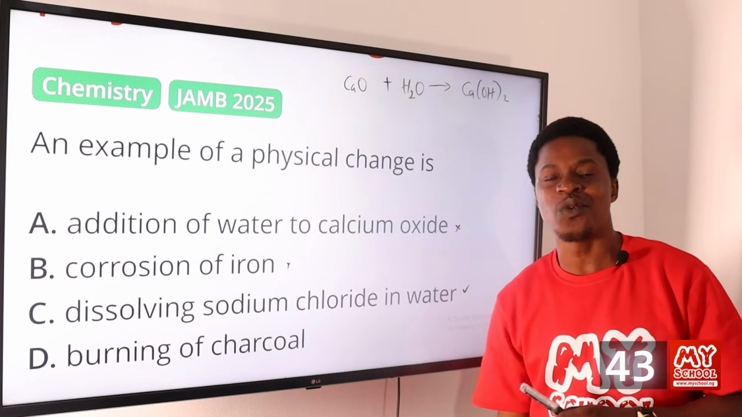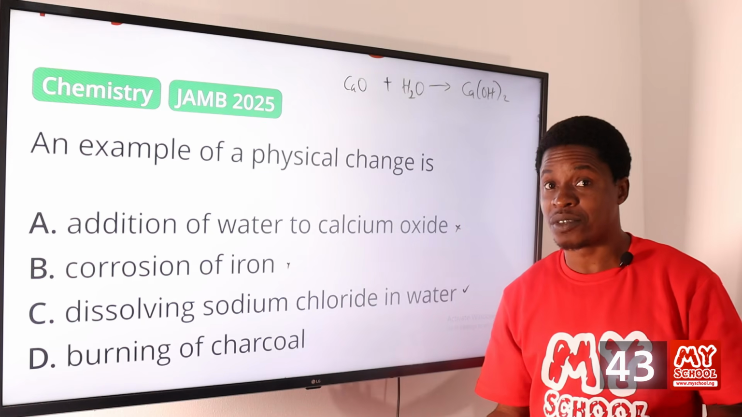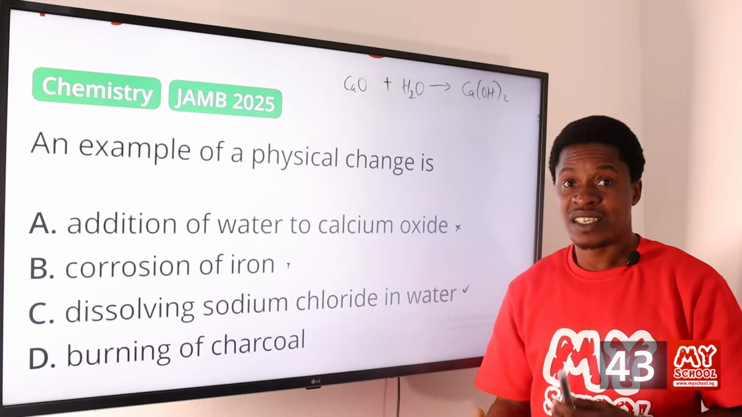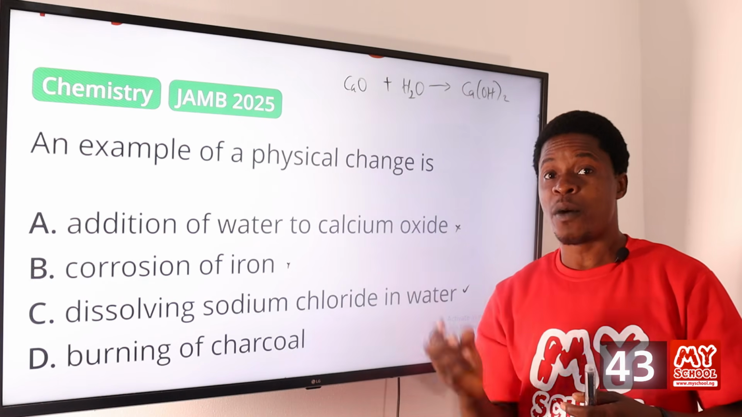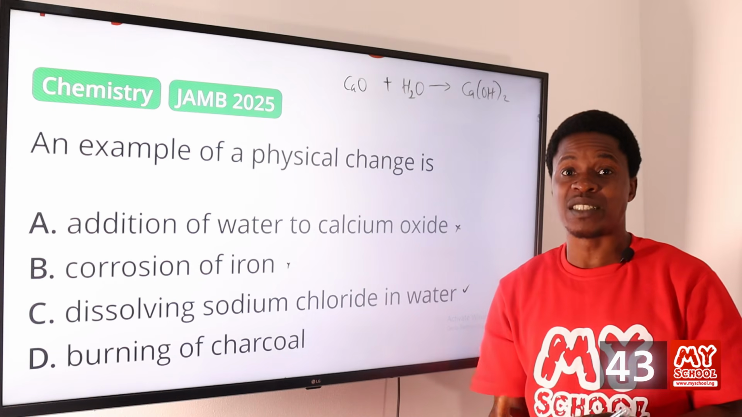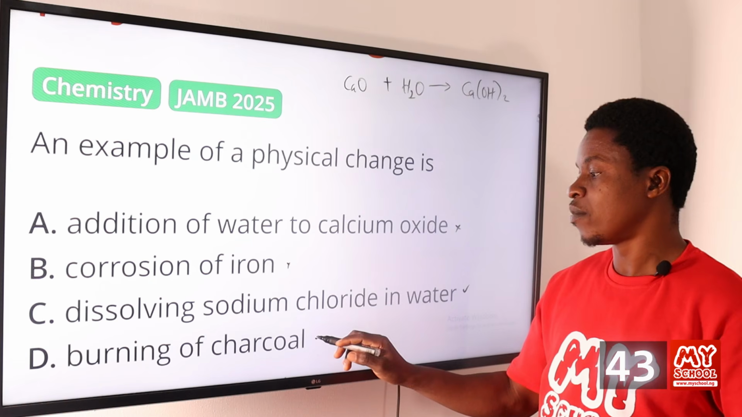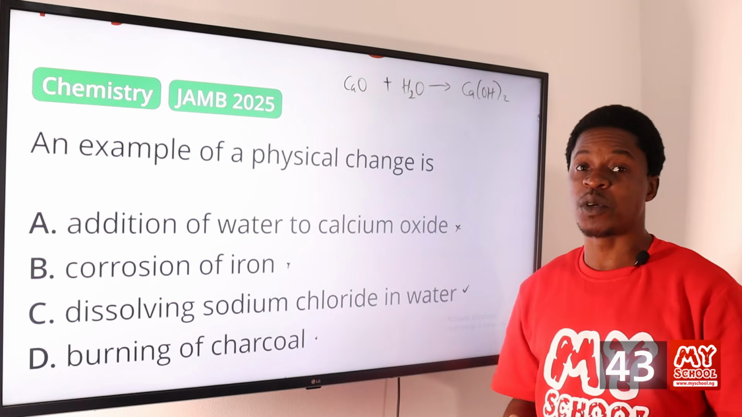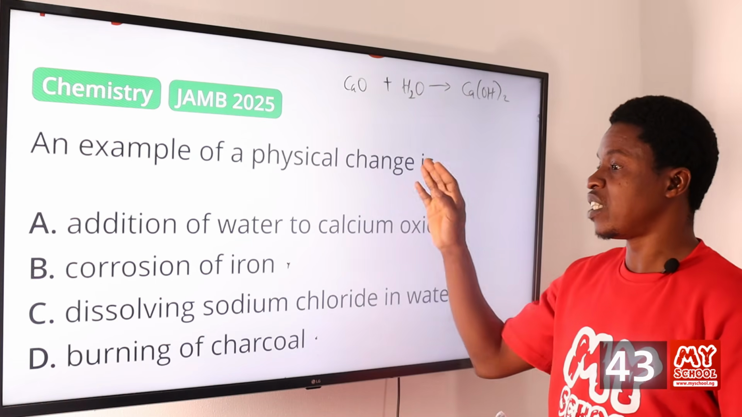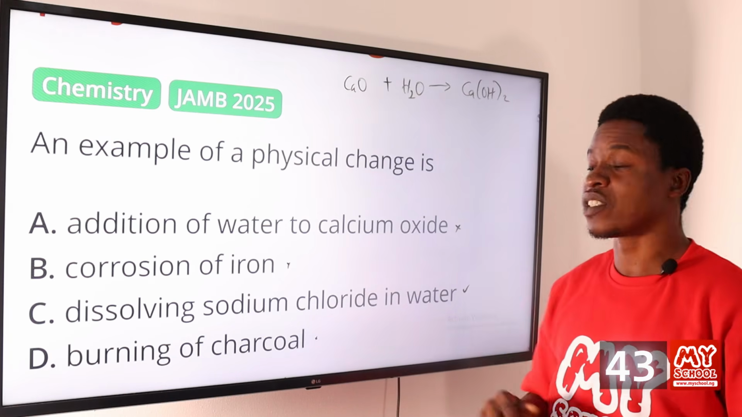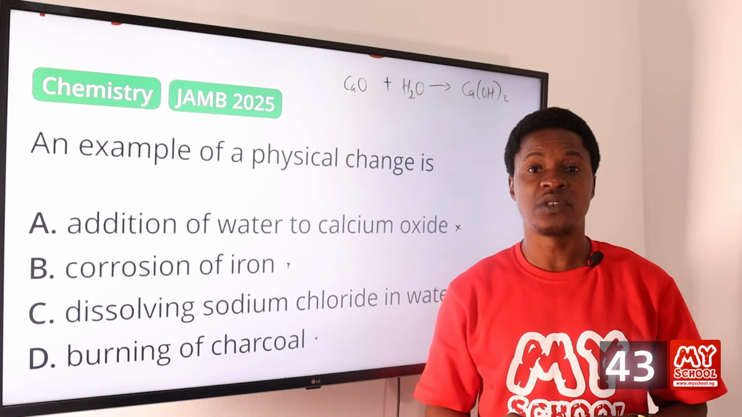Option D says burning of charcoal. If you burn your charcoal, of course, that is combustion. It's a rapid reaction. We form ashes, and you can't get those ashes back to form your charcoal back. So a new substance is formed, so this is also a chemical change. So an example of a physical change here is dissolving sodium chloride in water. So the correct answer is option C.